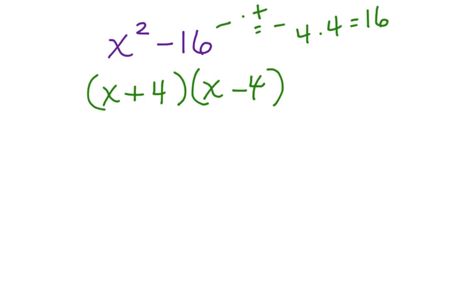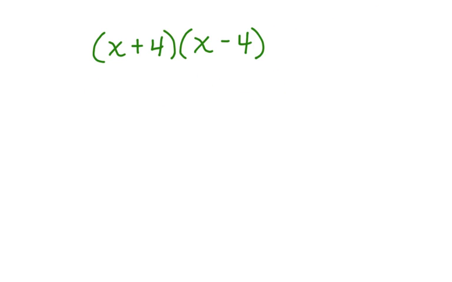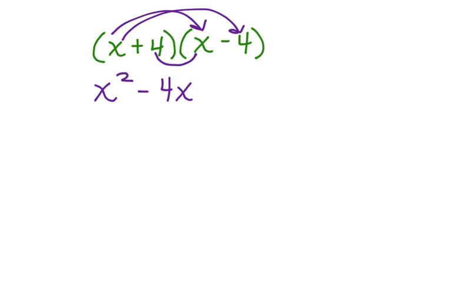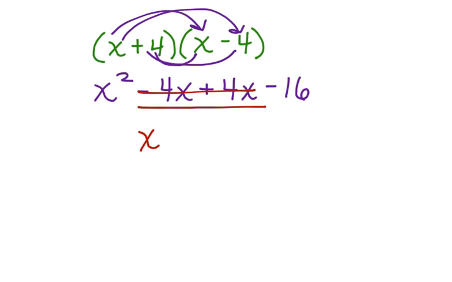Now, let's FOIL this and see if it checks out. We have x plus 4 times x minus 4. X times x is x squared. X times negative 4 is negative 4x. 4 times x is 4x. 4 times negative 4 is negative 16. When we combine like terms, these two terms will cancel each other, and we're left with x squared minus 16, which is exactly where we started. Let's take a look at another one.